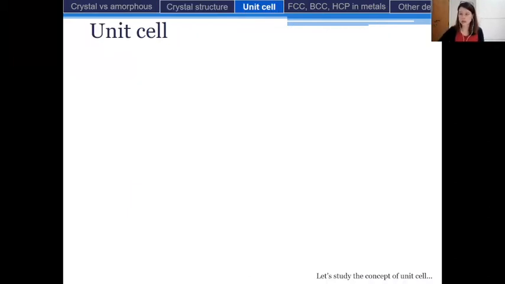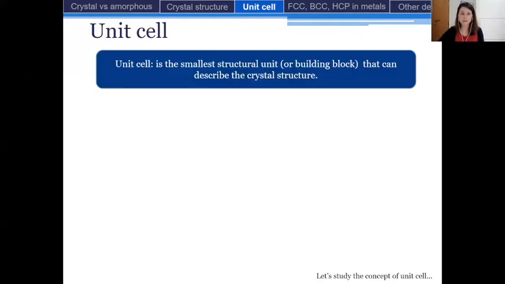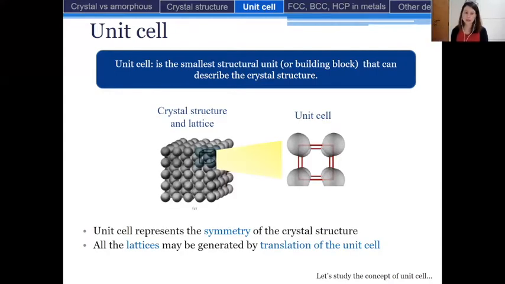Now let's introduce the unit cell in order to be able to describe the crystalline structure. The definition of the unit cell is that it is the smallest structural unit or building block that can describe the crystal structure. So let's see an example. Let's consider that we have this 3D arrangement, which is a regular arrangement, or we call it the crystal lattice, okay? And we need to describe this crystal lattice, and to do so, we will use the unit cell.